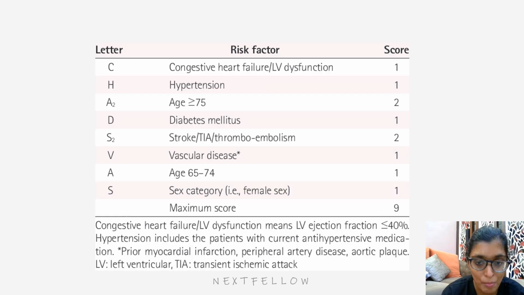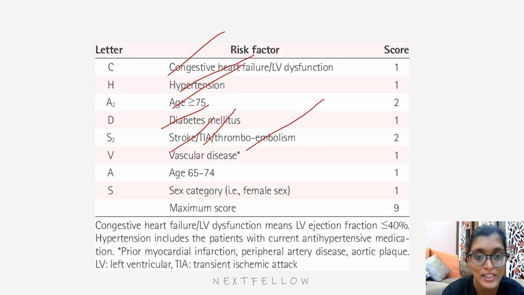Now, this is a very important point where questions are asked many times, which is the CHA2DS2-VASc score. This score is mainly used for determining anticoagulation in a case of atrial fibrillation. C stands for congestive heart failure or LV dysfunction. H is for hypertension. A2 is for age more than 75 years. D is for diabetes mellitus. S2 is for stroke, transient ischemic attack or thromboembolism.